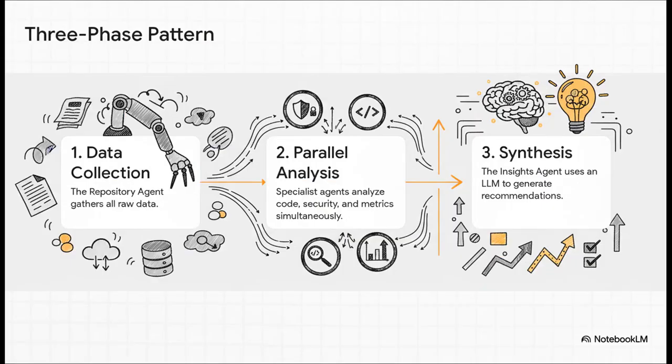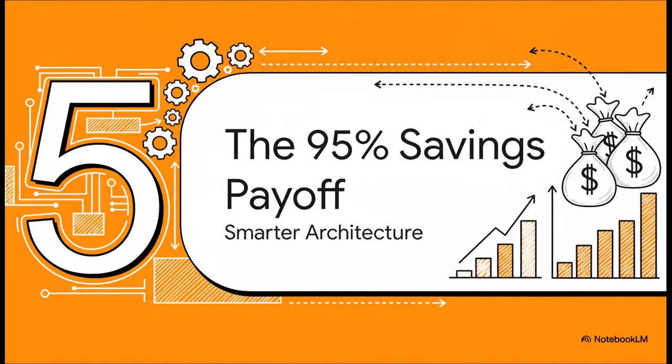In reality, that whole complicated diagram boils down to this easy 3-phase pattern. First, the repository agent goes out and collects all the raw data. Then, and this part is key, the specialist agents for quality, security, and metrics all work in parallel. They analyze everything at the same time. Finally, the insights agent takes all of that information, synthesizes it, and uses AI to find the hidden patterns and give you actionable recommendations. Now we get to the really good part.